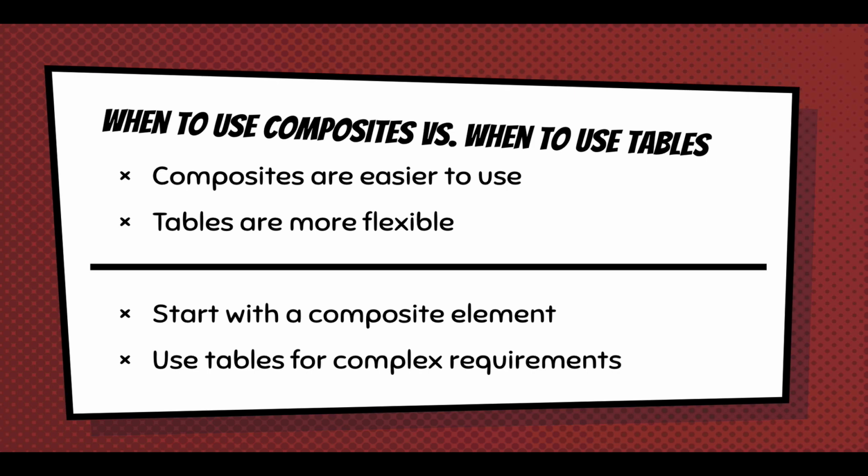And so when to use composites, when to use tables. Composites are easier to use, and tables are more flexible. That's the big difference. Composites are just easier. They work out of the box, but you get a huge amount of functionality with tables. So my recommendation is always start with a composite. When you're planning, try to see if you can get a composite element to meet your requirements. And if you have really complex requirements, use a table. You can do anything.